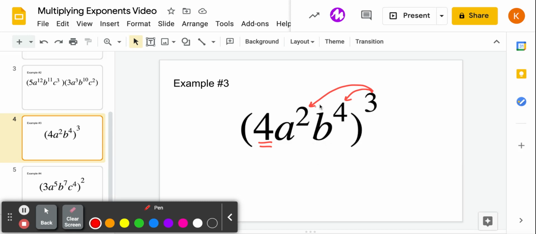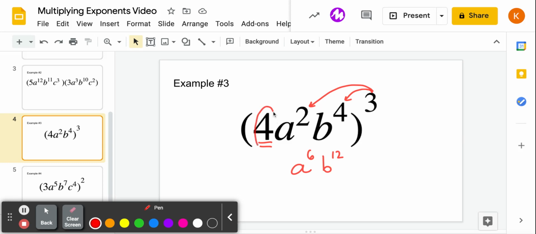A to the 2nd raised to the 3rd, you multiply those because that's the power to power rule. You get a to the 6th. B to the 4th raised to the 3rd. Again, power to power rule. Multiply those exponents. 4 times 3 is 12. Now the 4, we have to be careful. And what I like to do is I actually say it.